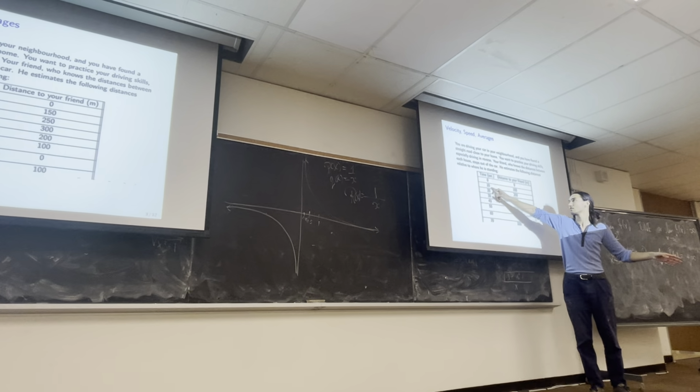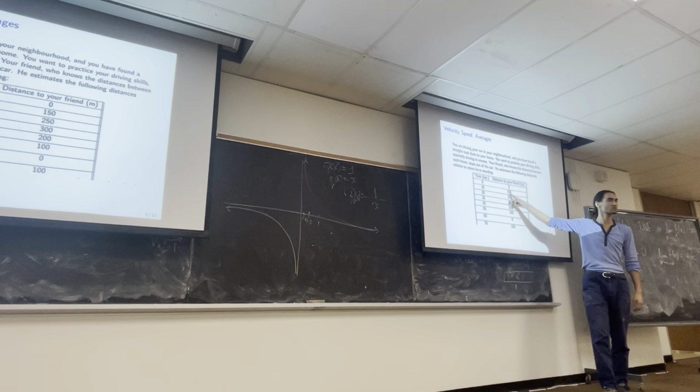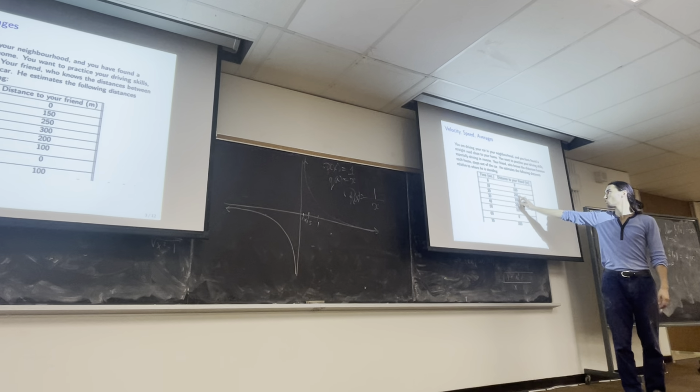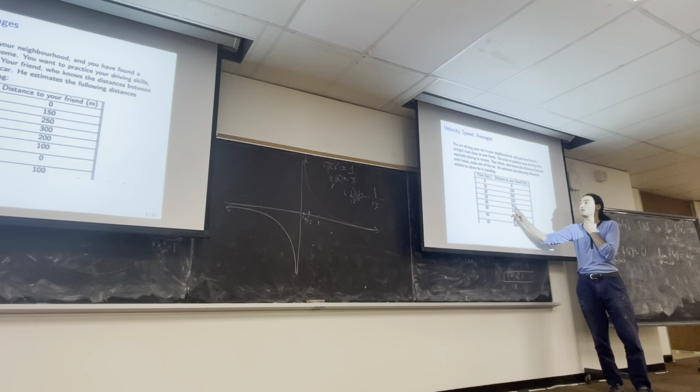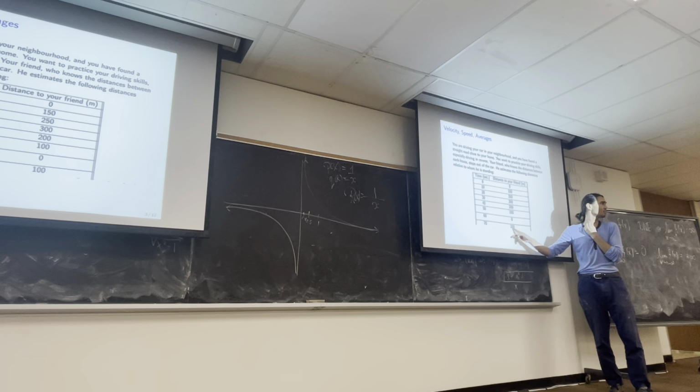10 seconds in, I'm 150 meters away. 20 seconds in, I'm 250. 30 seconds in, I'm 300 meters. Then 200, then 100, then 0, and the distance to my friend is 100.